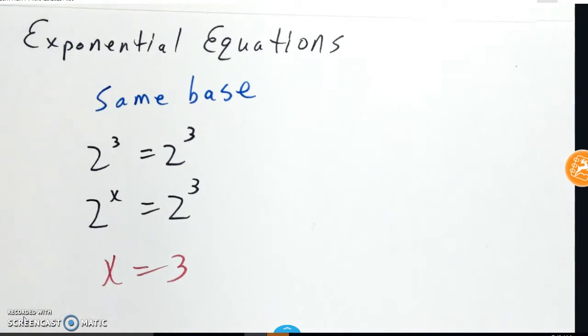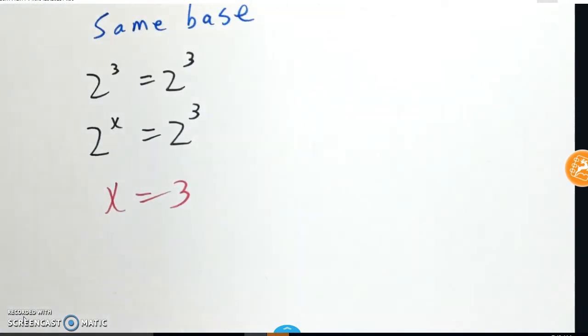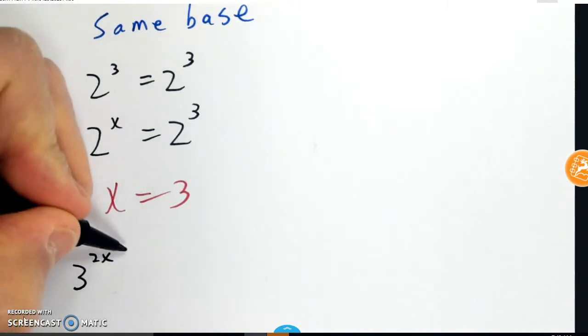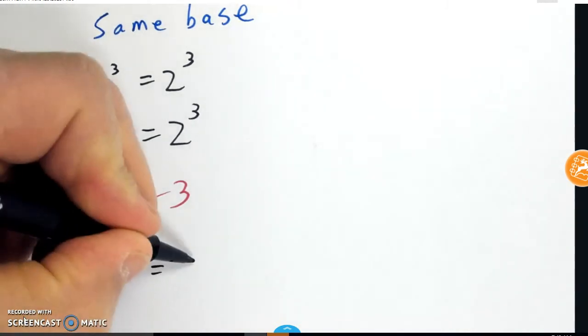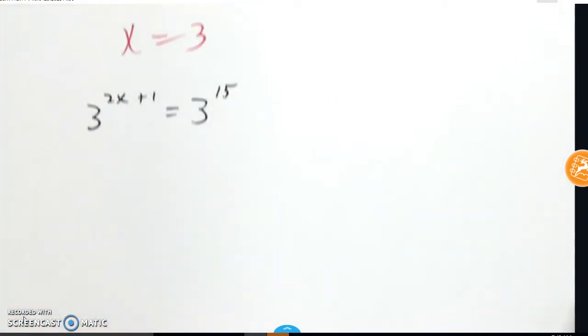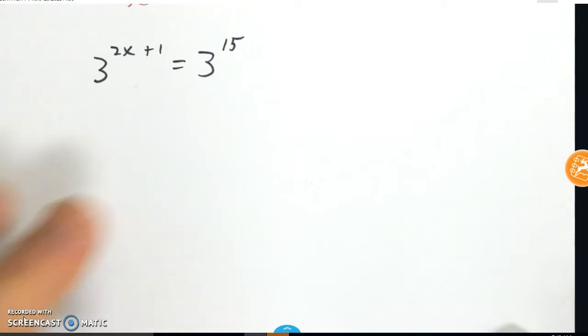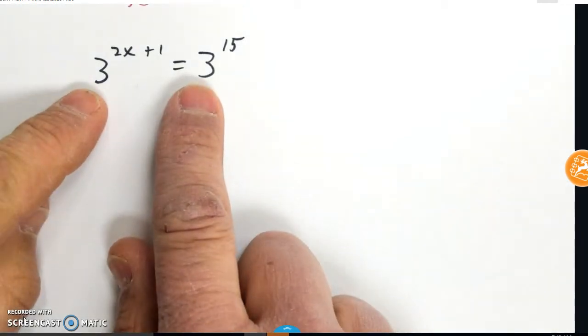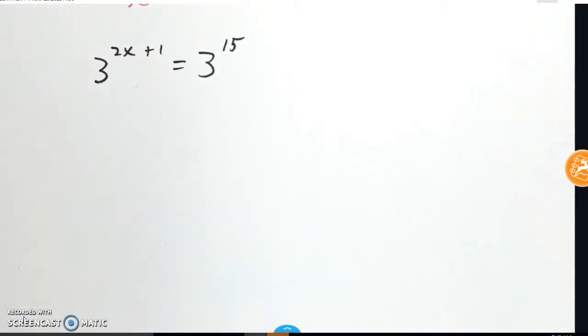Let's make it slightly more challenging than that. Let's try 3 raised to the exponent of 2x plus 1 equals 3 to the 15th power. 3 to the 15th power is a big number, and we've got a variable in the exponent position, and that's just not very good. But notice we have a common base of 3. So if the bases are equal, then the exponents are equal.